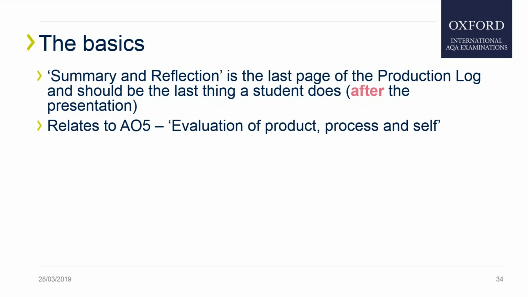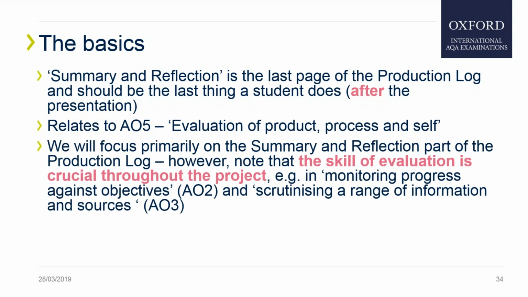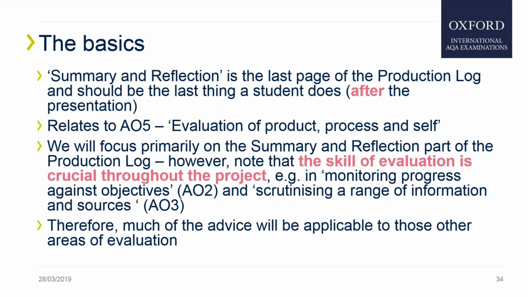It relates to AO5, the last assessment objective, which is the evaluation of the product, which means the report, the process, so right from the beginning, decisions, planning, and so on, and personal development itself. And as I said, we're focusing primarily on the summary and reflection part of the production log. However, it is also worth noting that what we're talking about is evaluation, and that is crucial throughout the project. So in AO2, part of AO2 is monitoring progress against objectives, and that's a form of evaluation. And AO3 involves evaluating sources. That's obviously evaluation as well. So some of what we say might be applicable to other areas, but I just want to talk about that last page in the production log.